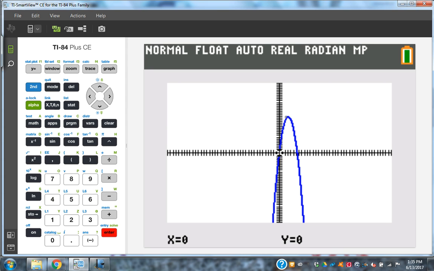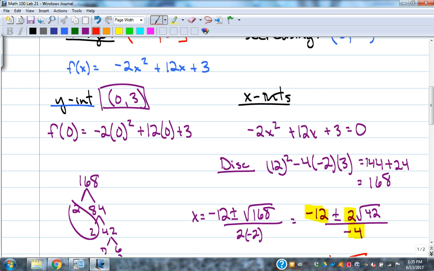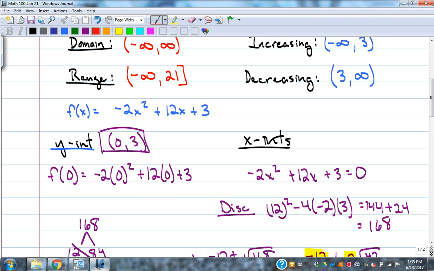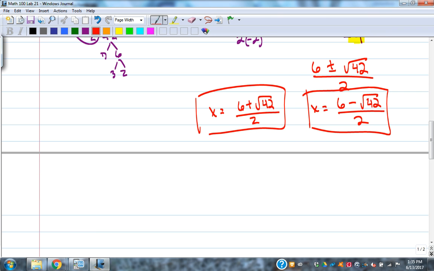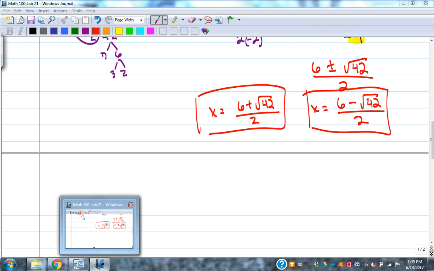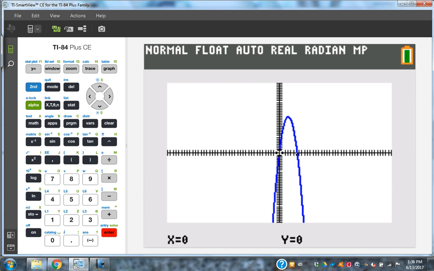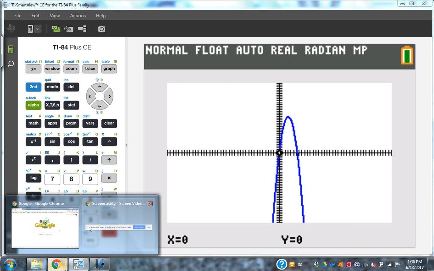The vertex, this point right here at the top, would be that (3, 21) that we had found for the vertex. I believe that's the right numbers. And then our x-intercepts, 6 plus the square root of 42 over 2 would be this x-intercept on the right. This would be the x-intercept on the left. So that's what the picture looks like for lab 21. Those are the things you want to find.